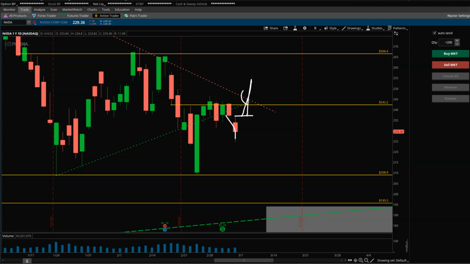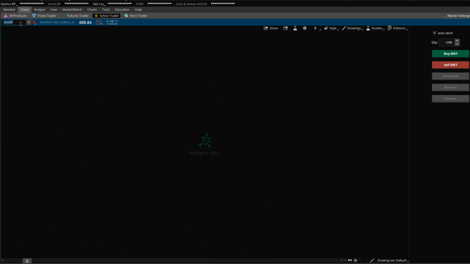If it can take out this downtrend line, even better, right? But that's the sort of setup you play. If it plays out, sure, good. If it does not, okay, on to the next move. Okay, things like that. Let's look at a couple more. Shop.